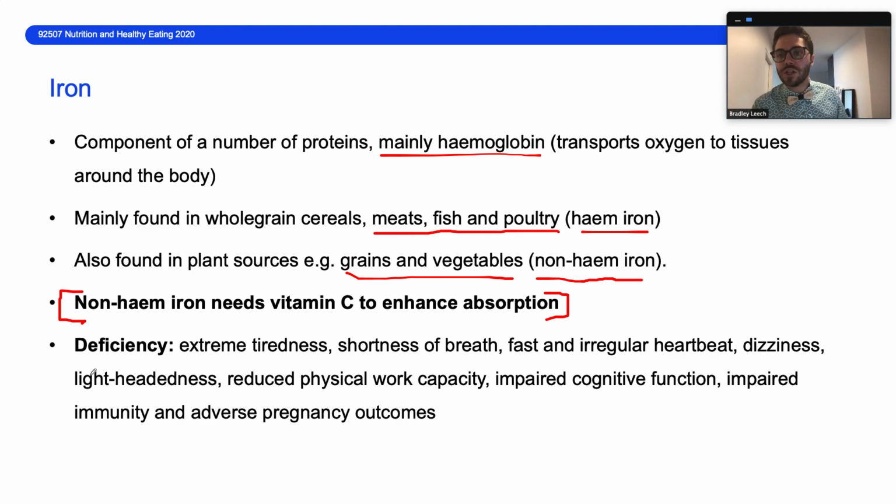Okay, deficiency: extreme tiredness, shortness of breath. Why? Because it's the transport of oxygen to tissues throughout the body. Dizziness, lightheadedness, an inability to concentrate, impaired cognitive function, impaired immunity, and a number of adverse events during pregnancy, especially for the fetus.